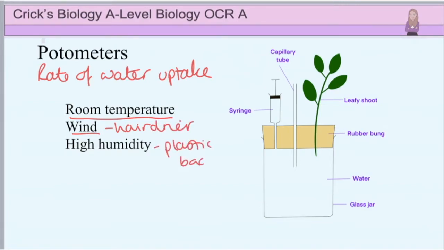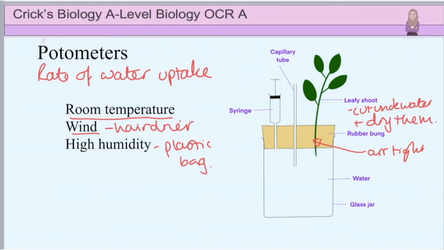The apparatus is set up underwater in a bowl. The shoot is cut underwater and inserted into the apparatus whilst underwater, and an airtight seal has to be established in the apparatus. The leaves then need to be dried, otherwise the first lot of water to evaporate will be the water from the bowl, not the water evaporating out of the stomata.